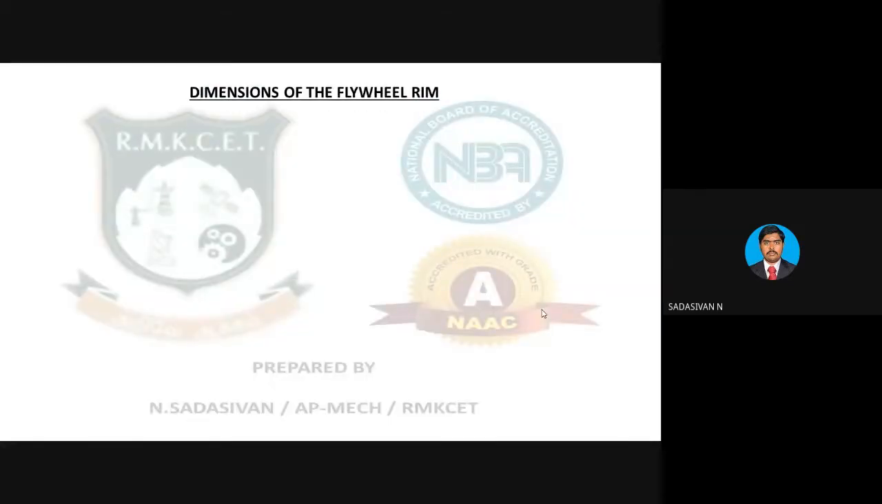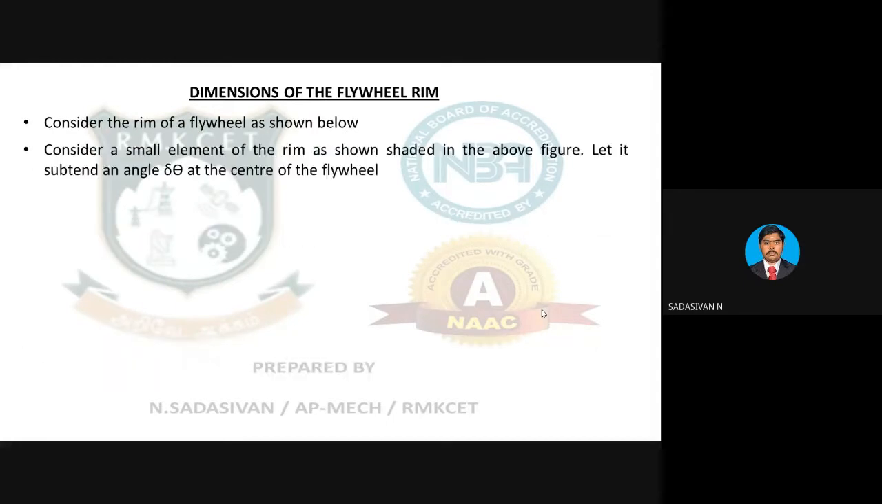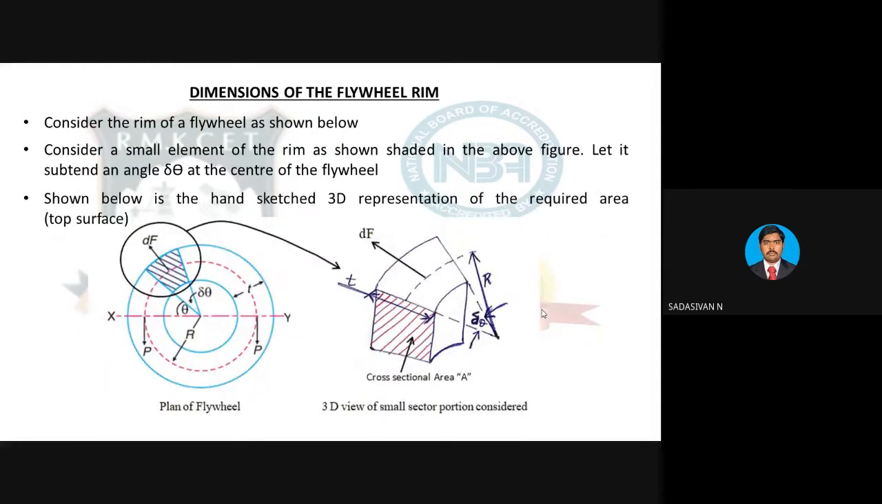Because doing a problem with this method is almost easy if you are able to do the normal problems. So I'm having a flywheel. In the flywheel I'm going to consider this small shaded portion, and this is the top view or side view of the flywheel. The flywheel is going to have some thickness, correct? The flywheel will have some thickness. So that thickness portion I am going to draw here.